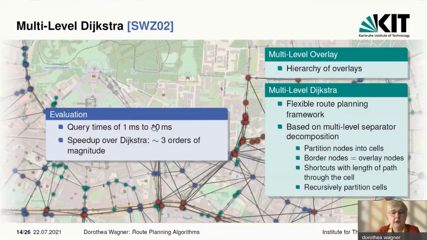The query times one can reach using multi-level Dijkstra are between 1 millisecond and 10 milliseconds. This is a speedup over Dijkstra's algorithm of three orders of magnitude. And here we start to be practical, say, with respect to this compromise between processing time, space required for the additional information, and speedup. Although I don't talk about the preprocessing time and the additional space required here, the experiments show that what we can reach here is practical.